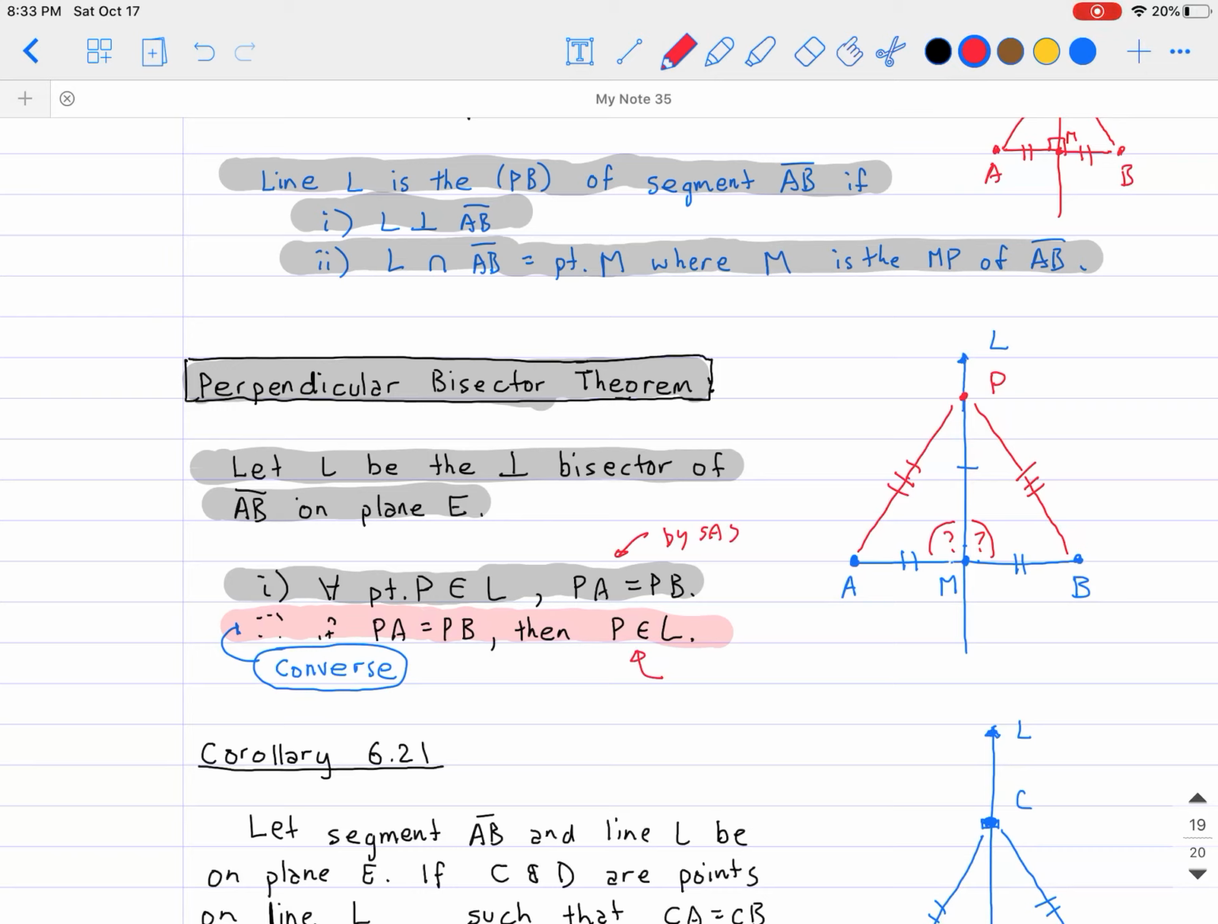Then that means that both of them are going to be right angles. Or actually, I think it was theorem 4 too. Sorry about that, I got it mixed up. And hence, yes, it is going to be perpendicular. So this one right here, the converse, we can definitely prove by SSS.